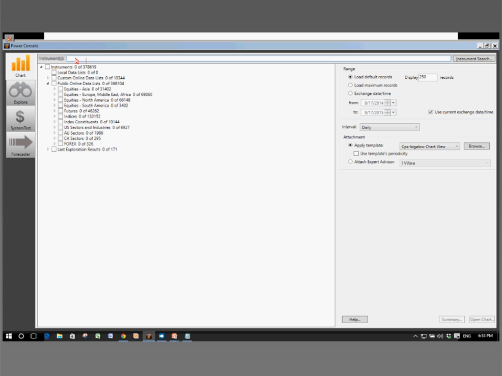And charting, that's where you'll open up a chart. One thing that you can do is, if we were to go ahead and open up Apple again, AAPL.O, we can actually apply that chart view template here. So we don't necessarily have to apply it from the open chart. We can just apply it as we open the chart.